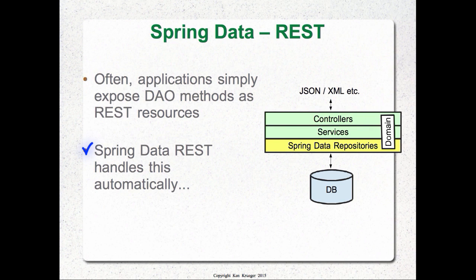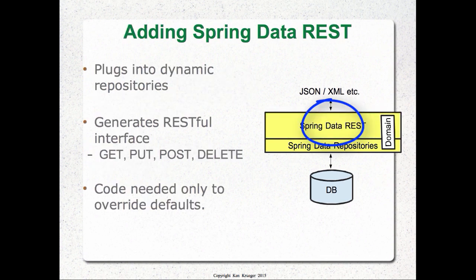Take a look at the boxes that are green here, the controller and the services. If our requirements are simple enough, we can ask Spring Data REST to automatically implement those layers for us. Spring Data REST plugs into our dynamic repositories and it generates RESTful interfaces. It generates the gets and the puts and the posts and the deletes for us. And the only time that we need code is to override the default.